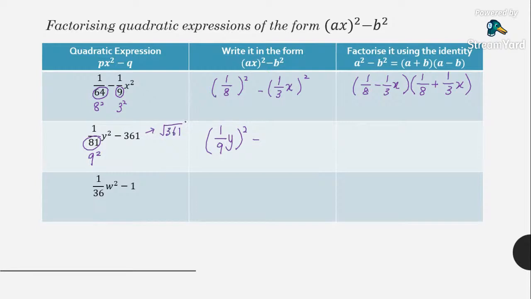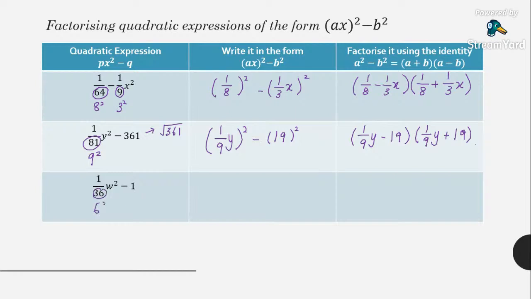So you get 19. Okay, square root 361, you should get 19. Therefore, your final answer is 1 over 9y minus 19 and 1 over 9y plus 19. Okay, and this one is easy.